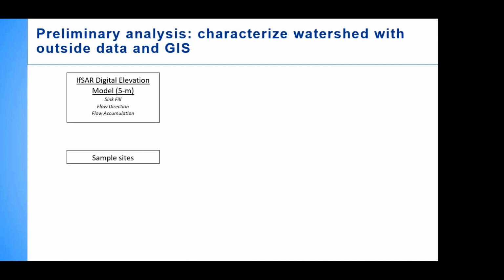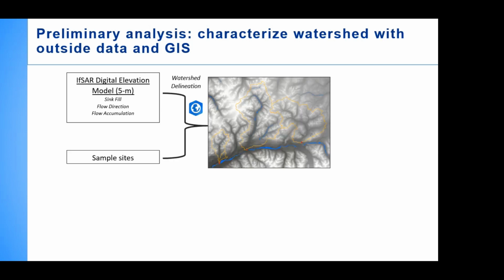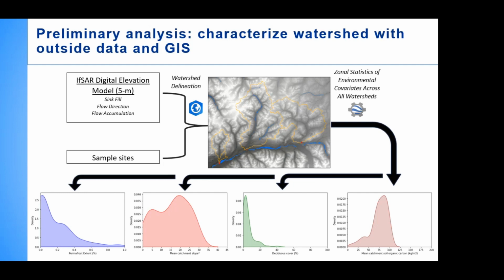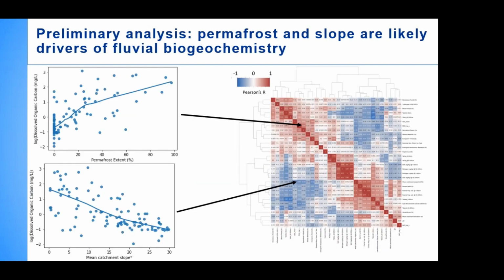So this is from our partner at the USGS. He put this together. He used a digital elevation model that had 5-meter resolution. He used some algorithms to fill in the sinks, calculate flow direction and flow accumulation, to delineate the watersheds, and then come up with some statistics. He generated a correlation matrix, and we start to see some patterns suggesting that permafrost extent and catchment slope are likely drivers of fluvial biogeochemistry, especially as it relates to DOC. This is pretty fresh. I just heard from him a few days ago, so we're still, I guess, analyzing this even further. This is kind of the first pass.